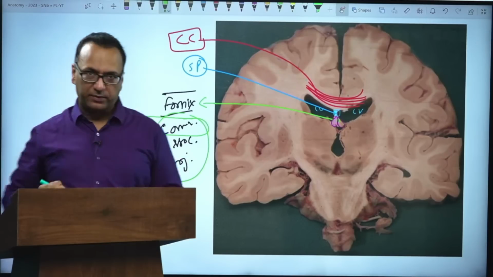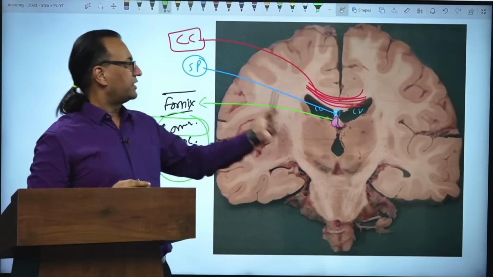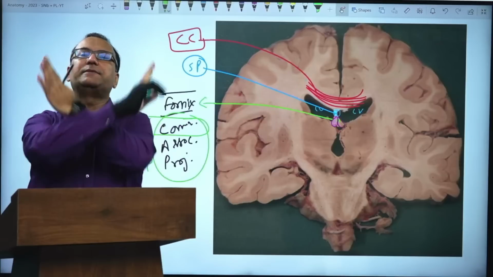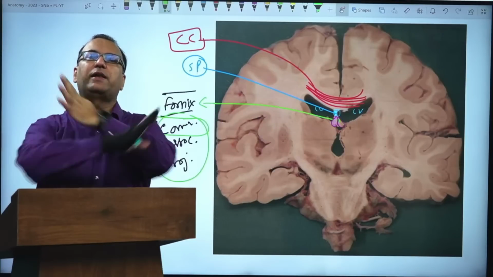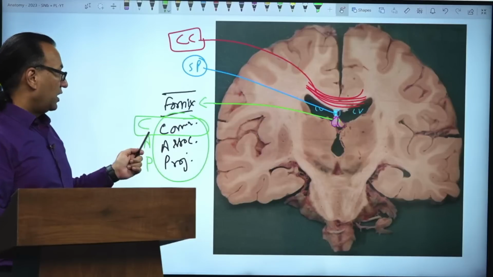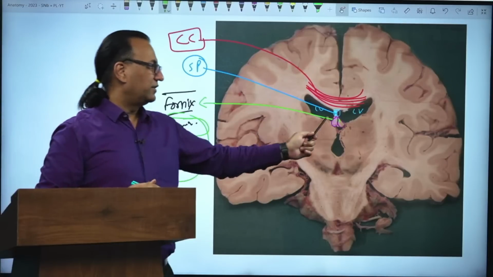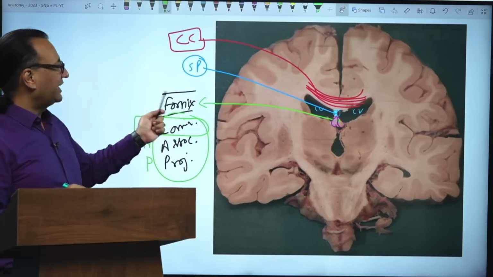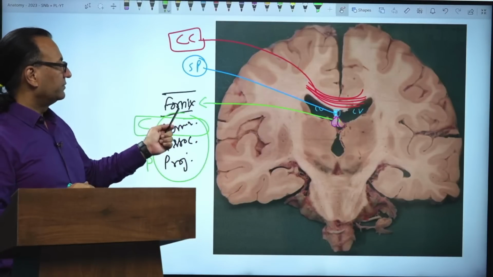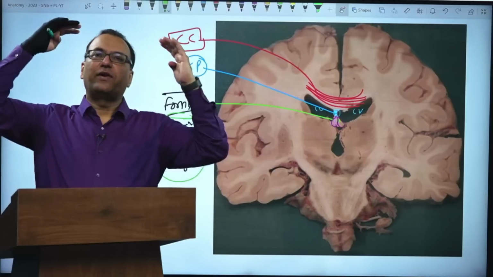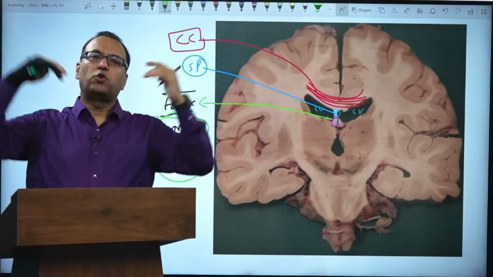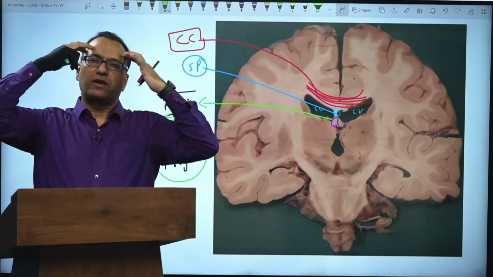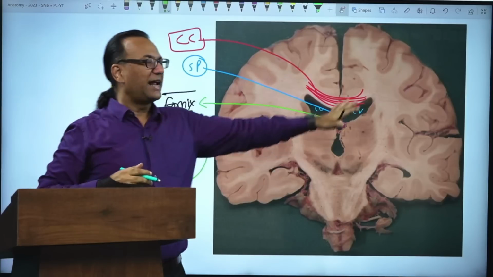What is a commissural fiber? Like corpus callosum is a commissural fiber. It crosses the midline and connects the right brain with the left brain. That is a commissural fiber. These are all white matter axons. So corpus callosum is connecting the right frontal lobe with the left frontal lobe, crossing the midline and connecting one lobe of the brain with the other.